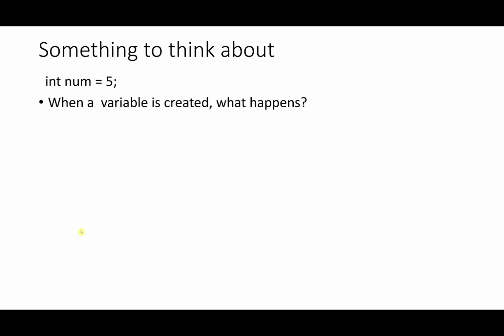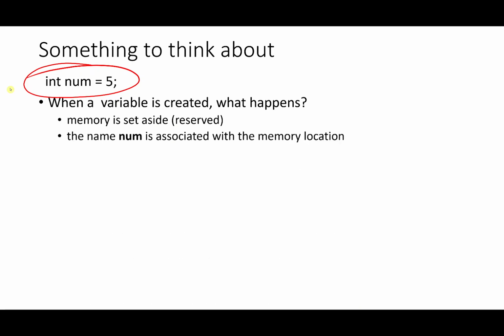So something to think about: if we have a variable of type int and we stored 5 in that variable, like this. When the variable is being created, what happens? The answer is: one, memory is set aside. Set aside means reserved. And then the name num is associated with the memory location. And finally, we store the 5 in that memory location that is associated with the name num.